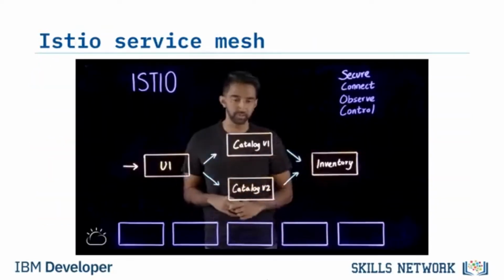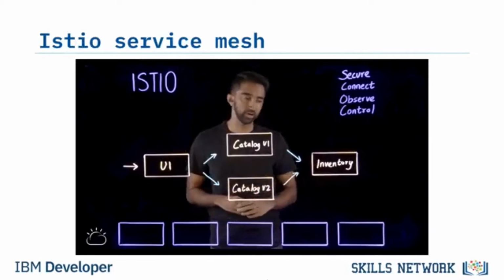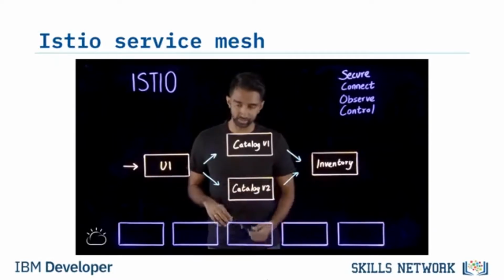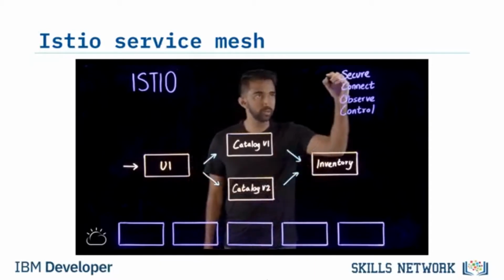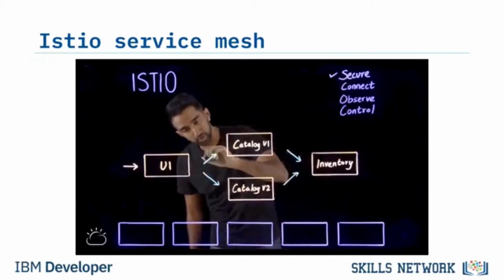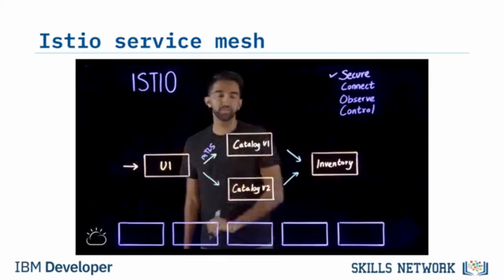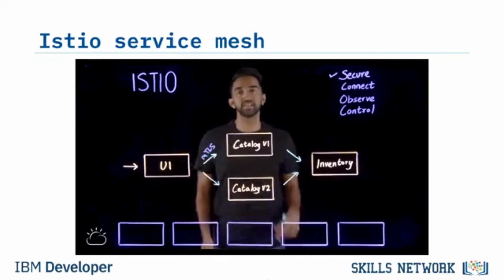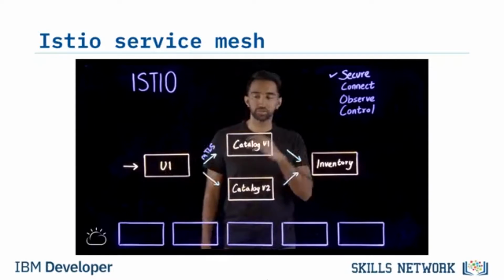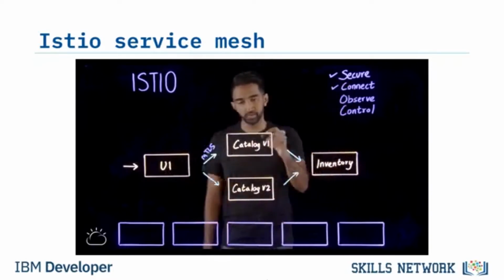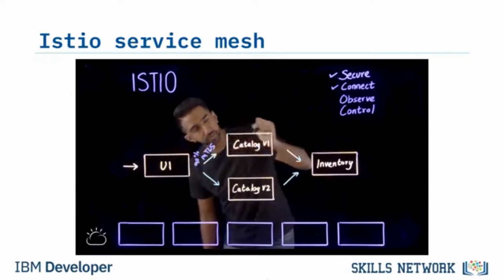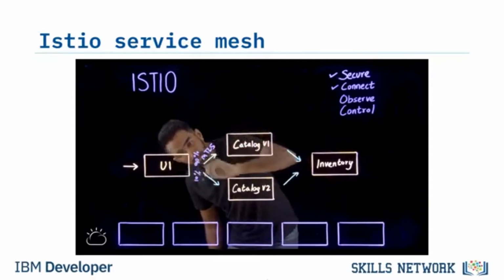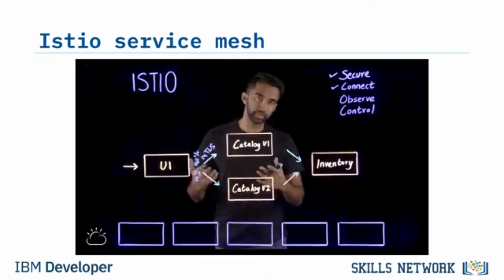I have a UI microservice talking to two versions of Catalog, which talk to inventory. All of these are services deployed inside of a Kubernetes cluster. The number one reason why someone uses a service mesh is because they want to secure their workload. So they want mutual TLS when one service is talking to another. Next, they want to dynamically configure how the services are connected to one another. So in this example, there's version 1 and version 2. So I might want to send 90% of the traffic to version 1 and then 10% of the traffic to version 2 while I do testing and incremental rollouts.